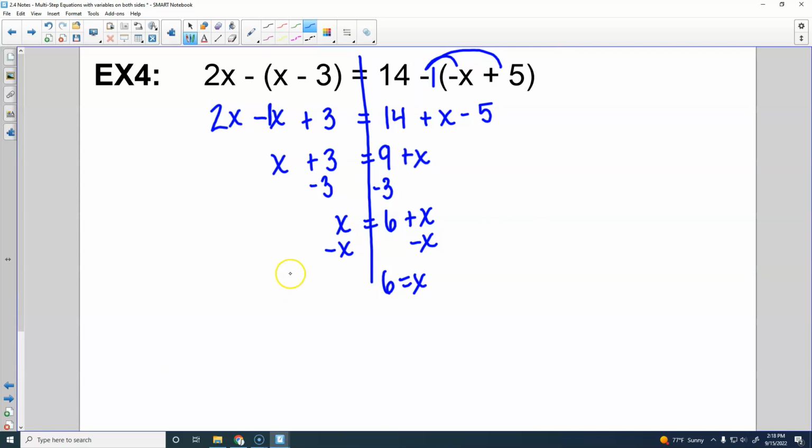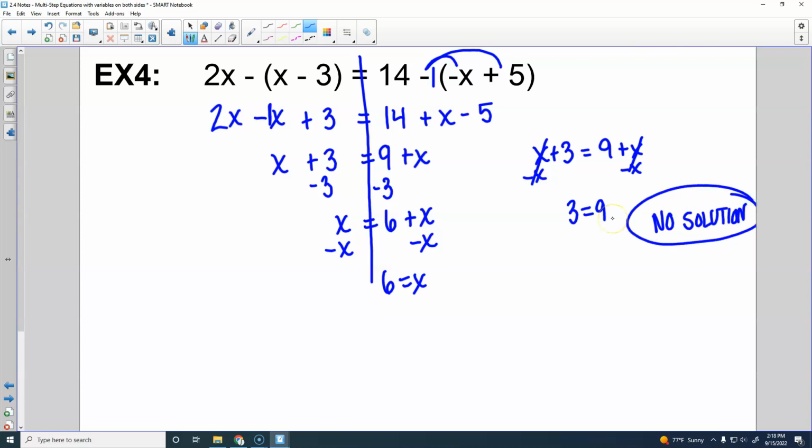There's two bad things that happen. First of all, if you had just moved your x's first, you wouldn't have gotten yourself into this situation, right? Because what we should have done, x plus 3 equals 9 plus x. If I just subtract my x's right here, they cancel on both sides. 3 equals 9. No solution. That's the best way to do this. Don't do any of the stuff I've done here. But let's say that you do this incorrectly.